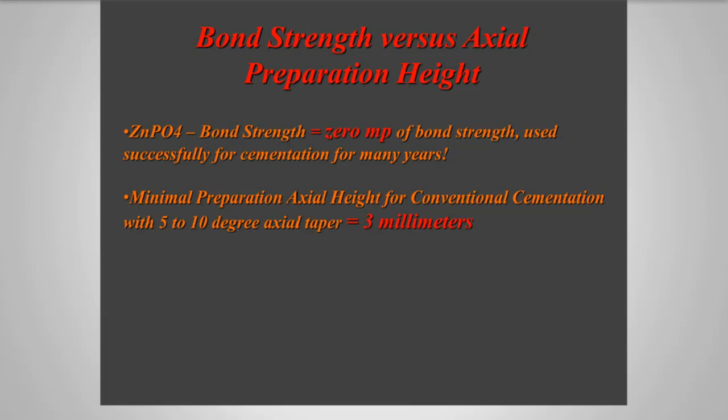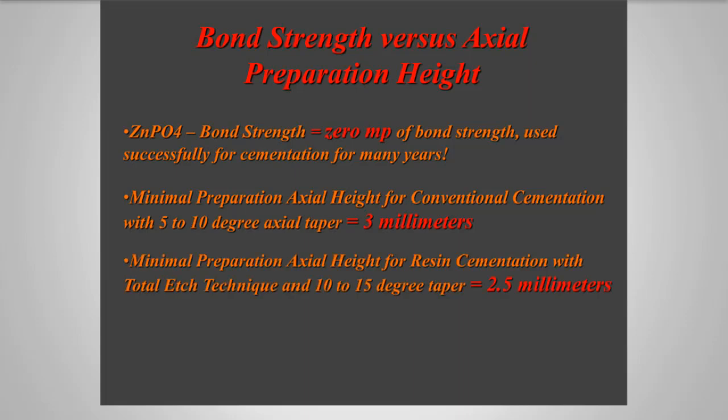If the preparation height is less than 3 millimeters, and this is just for comparative reasoning, total etch technique and resin cement, so acid etch, bonding resin, and resin cement, only make up for 0.5 millimeter of lost prep height and 5 extra degrees of taper. In other words, if you compared these two standards, they'd be pretty much the same. Total etch and resin cement will only give you the amount of additional retention that's equal to about 0.5 millimeter in axial height or another 5 degrees of taper.